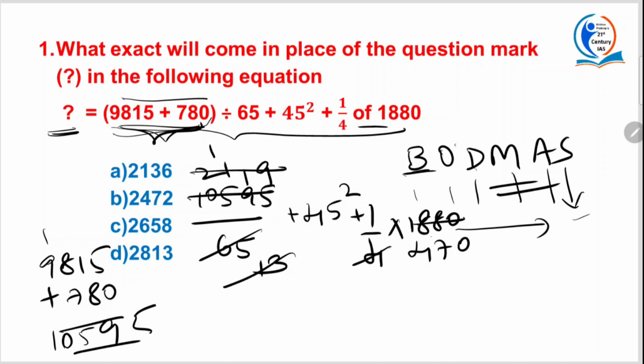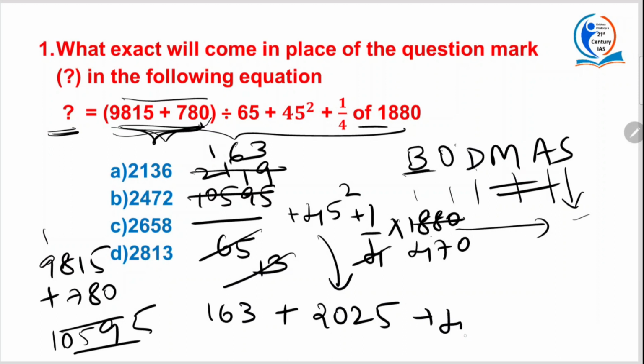Now 13 ones 13, 7 sixes... so 163. All right. So 163 plus this 45 square is 45 square, that is 2025, plus 470.